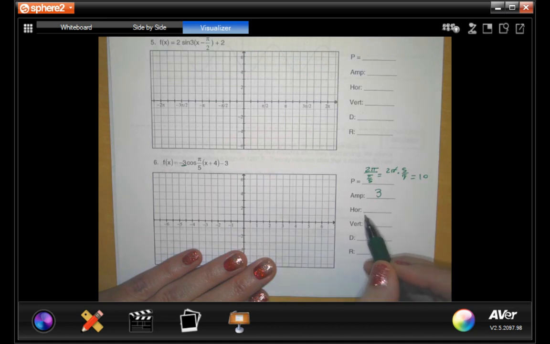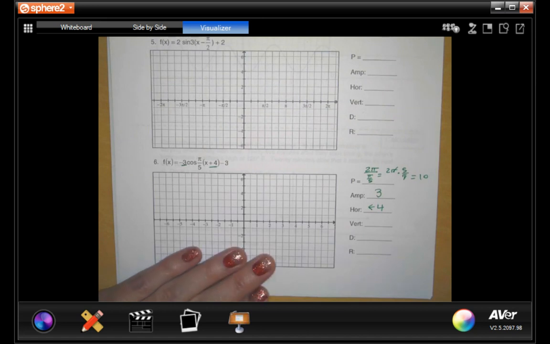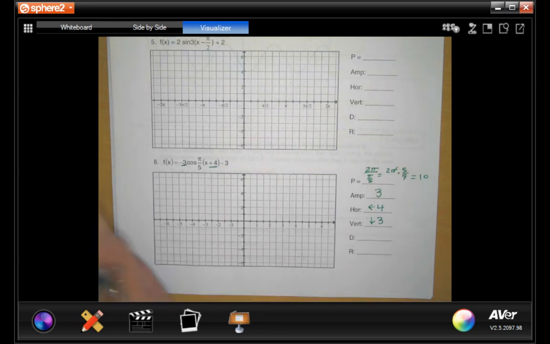So horizontal, how much are we moving horizontally? Yeah, this is our horizontal, so it's a +4, so we go the opposite direction, so we're going to go left 4. And this -3 is the translation up or down, and we do what it says. So it says down 3, so I'm going to go down 3.